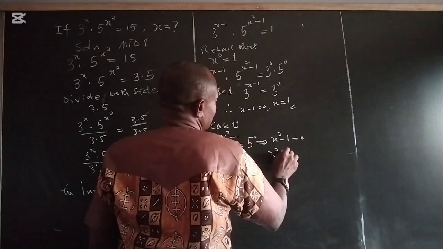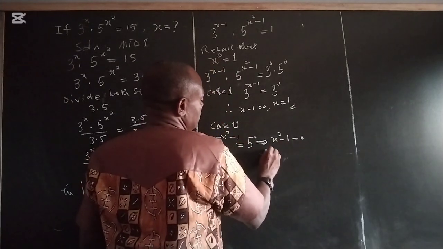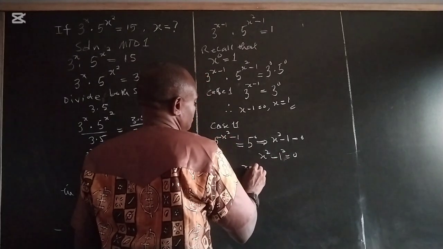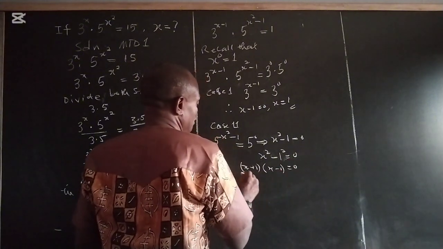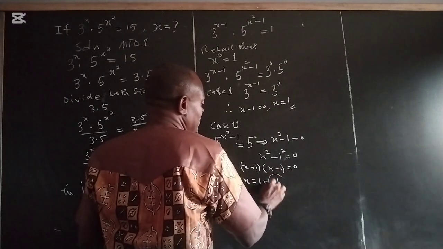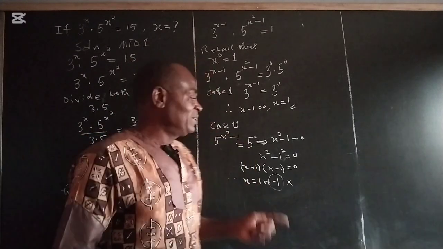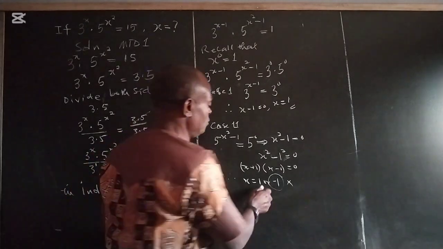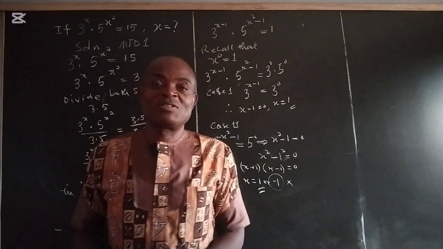So my x squared minus 1 looks like a difference of two squares, because I could express this as x squared minus 1 squared is equal to 0. If I take the expansion of that, x plus 1 into x minus 1 is equal to 0. Therefore, my x is equal to 1 or minus 1. But this minus 1 is not a true value for x. So in any of the cases, the value of x is equal to 1. Therefore, we can say that the true value for x is 1.